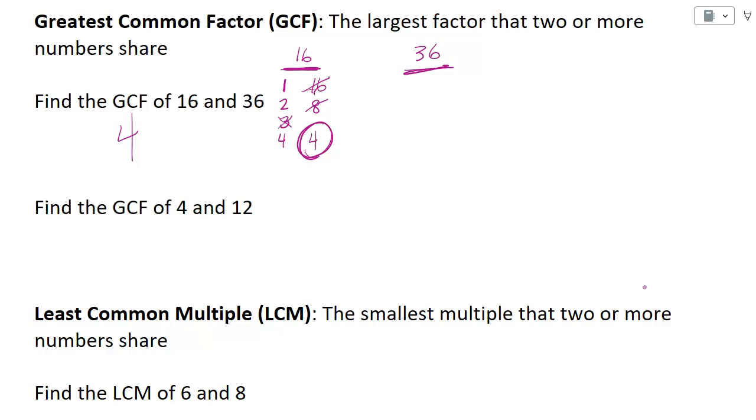Okay, so if you like to list them all out, great. If you don't want to, even better. Again, find the GCF of 4 and 12. So again, we can just list out all the factors of the smallest number, in this case 4. That's pretty simple. 1 times 4, 2 times 2. Again, I picked a perfect square, so just the way it went.